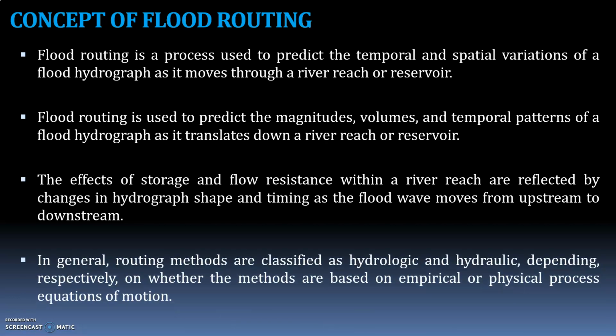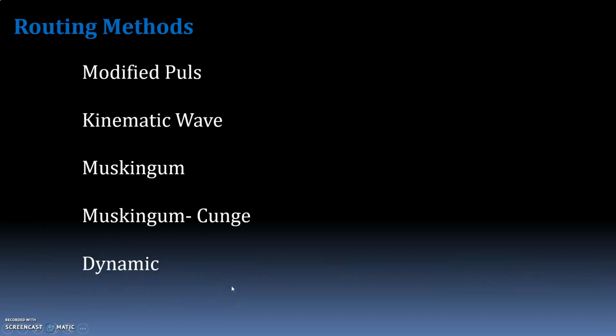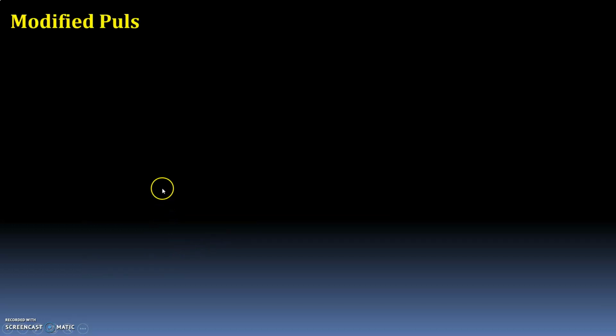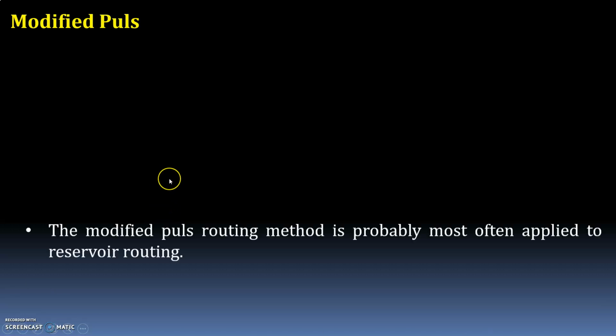In general, routing methods are classified as hydrologic and hydraulic, depending respectively on whether the methods are based on empirical or physical process equations of motions. There are different methods of flood routing. The main methods are these: modified pulse, kinematic wave, Muskingum, Muskingum-Cunge, and dynamic. The first one is modified pulse.